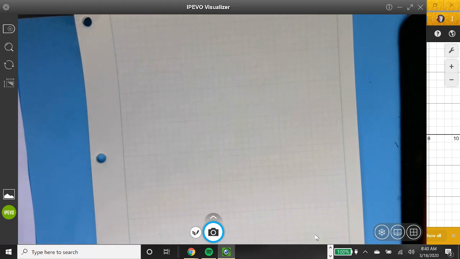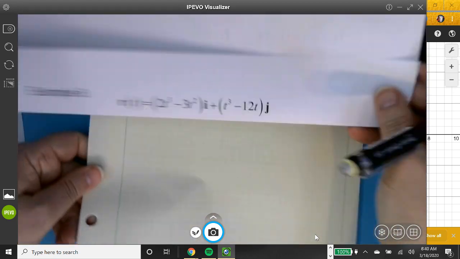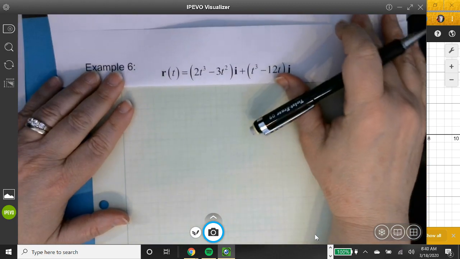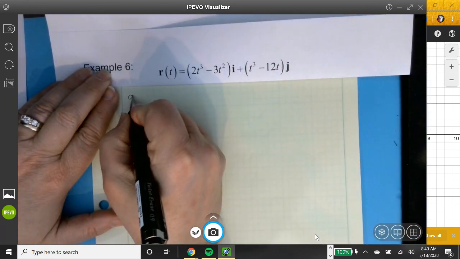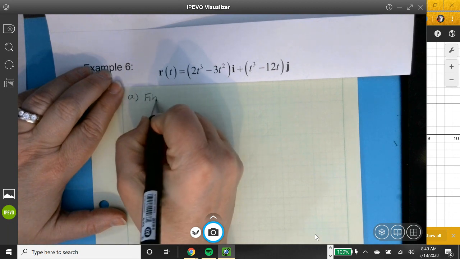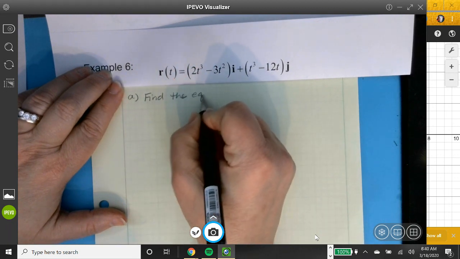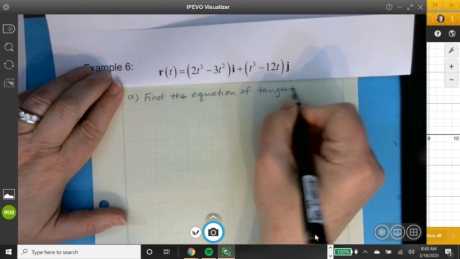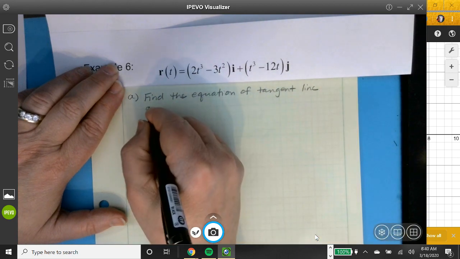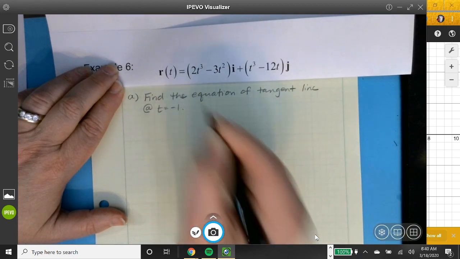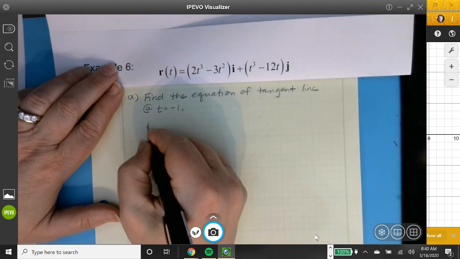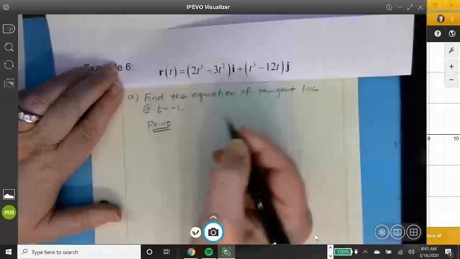All right, that's example 5 done, or example 1. All right, let's do example 2, which is in this little lesson, example 6. All right, so my mission for part A is to find the equation of the tangent line. Now t equals -1. Well, there are two things I need for an equation of the tangent line, right? I need a point, and I need a slope.